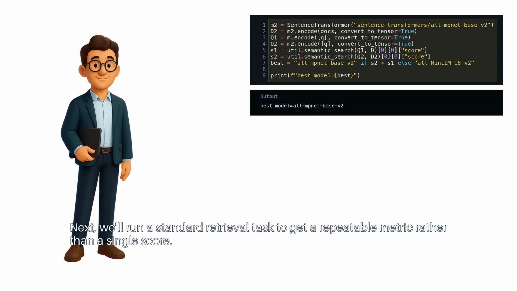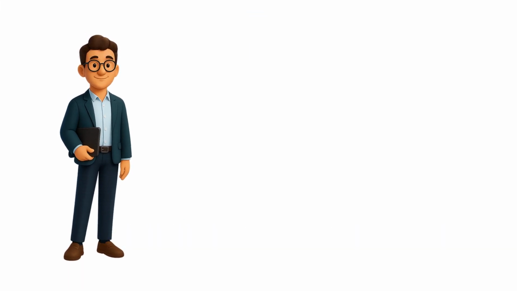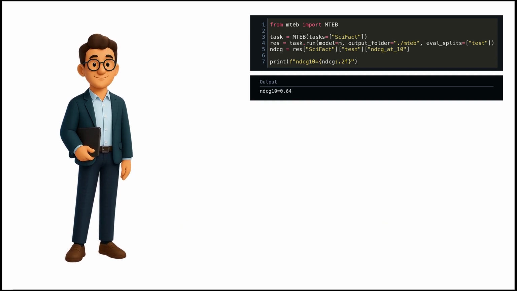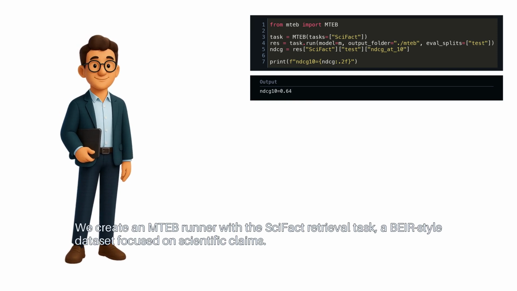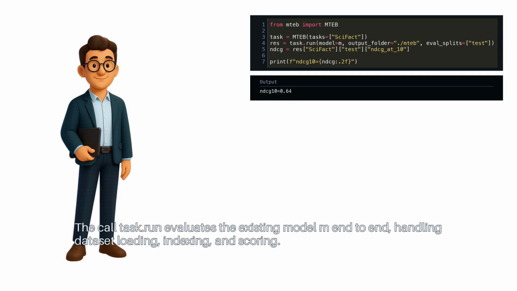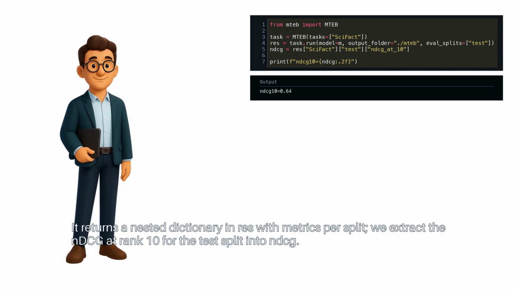Next, we'll run a standard retrieval task to get a repeatable metric rather than a single score. This snippet turns single query intuition into a benchmarked score using MTEB. We create an MTEB runner with the SciFact retrieval task, a BEIR-style dataset focused on scientific claims. The call task.run evaluates the existing model M end-to-end, handling dataset loading, indexing, and scoring. It returns a nested dictionary in res with metrics per split.